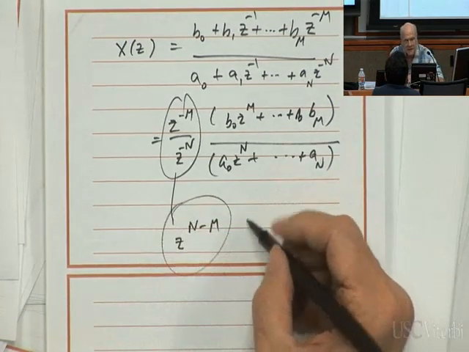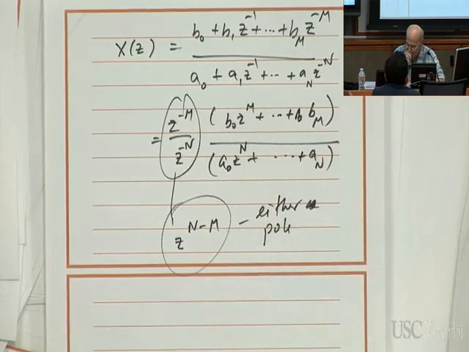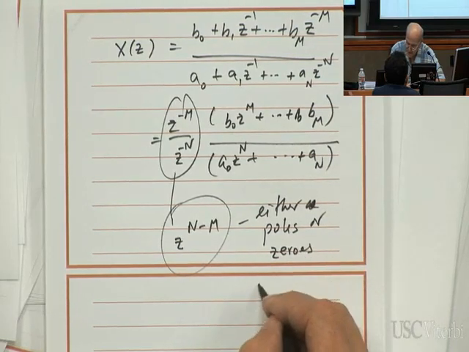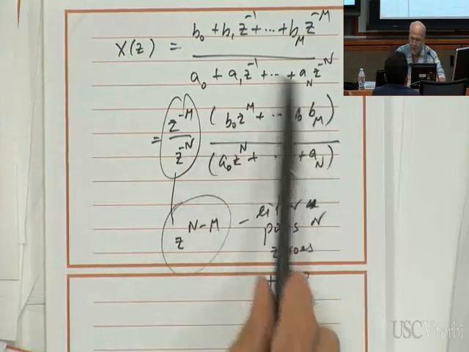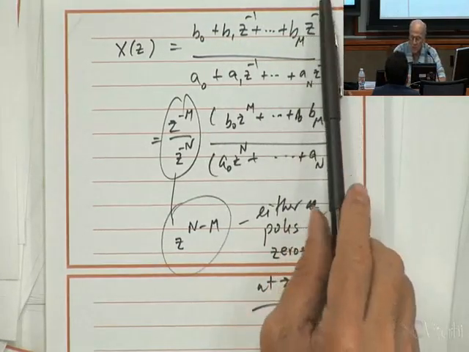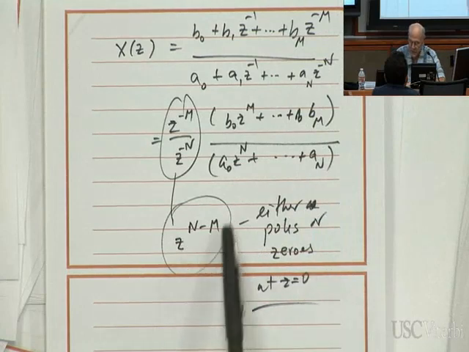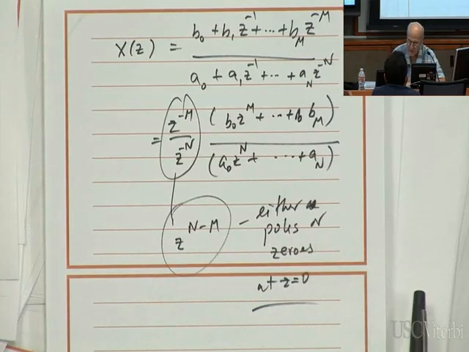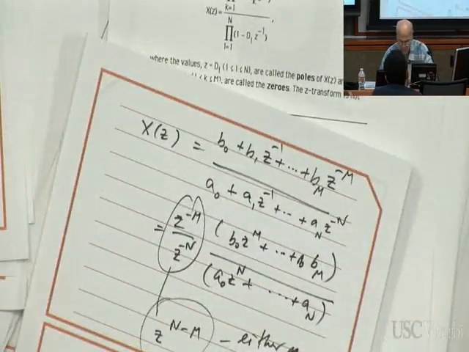And this will have either multiple poles or zeros at z equals 0. Obviously, it depends on if n is greater than m or if m is greater than n. If there are more inverse powers in the numerator than in the denominator, in other words, if m is greater than n, then it'll have n minus m poles at z equals 0. Vice versa, it'll have n minus m zeros. So in any case, that's a useful way of writing that, which I will include in here.